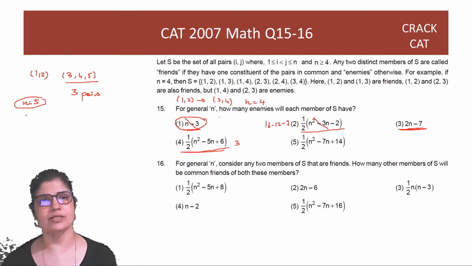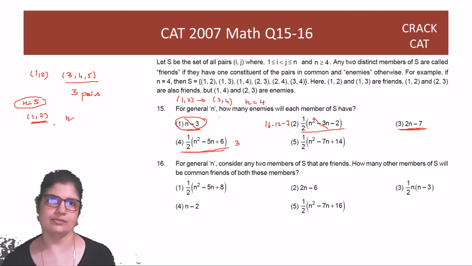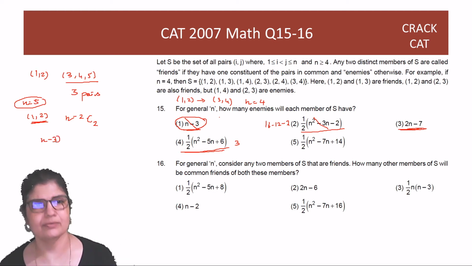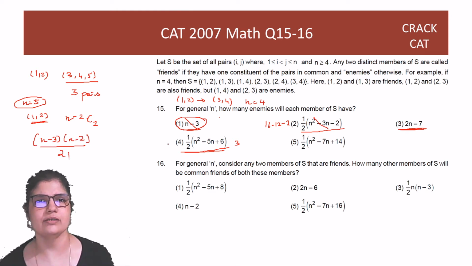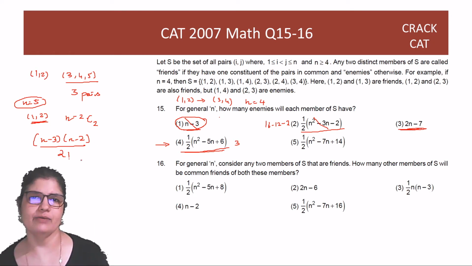So if I go for logic, I have 1, 2 as one of the members. So then for any member out of n, correct, I should not have 2 of these members. So excluding these 2, I can select any 2 to make a pair. So it is n minus 2 C 2, right? So that is n minus 3 into n minus 2 divided by 2 factorial. So you get the fourth option. Right? So it is n minus 3 into n minus 2 divided by 2 factorial.